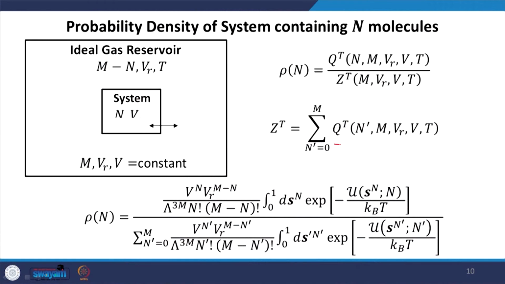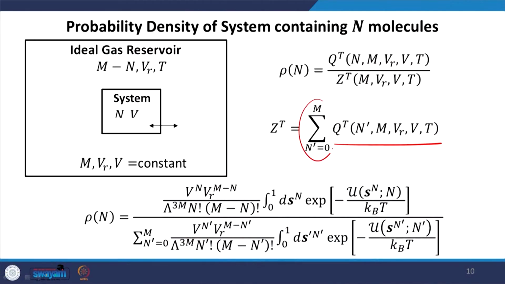So, therefore, the partition function, when I allow for the number of molecules to change, is given by all the possible values of n, and n can range from pretty much 0, that means the system vanishes, to n equal to m, where the system fills the entire reservoir. So, all the possible molecules in the reservoir come and become part of the system, right. This is the canonical partition function for the cases when the number of molecules is n prime. The only difference is I am summing over n prime equal to 0 to m.